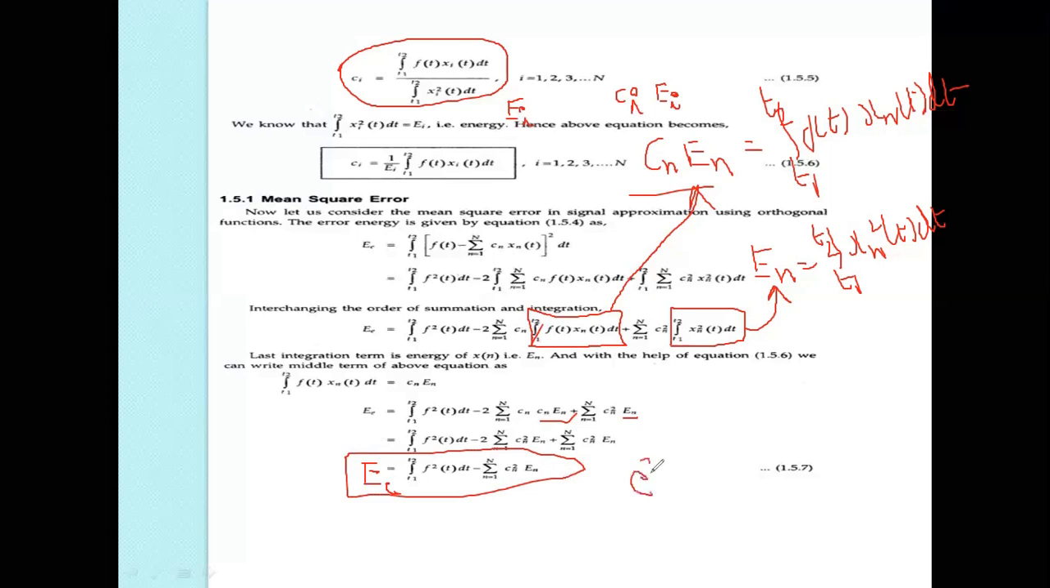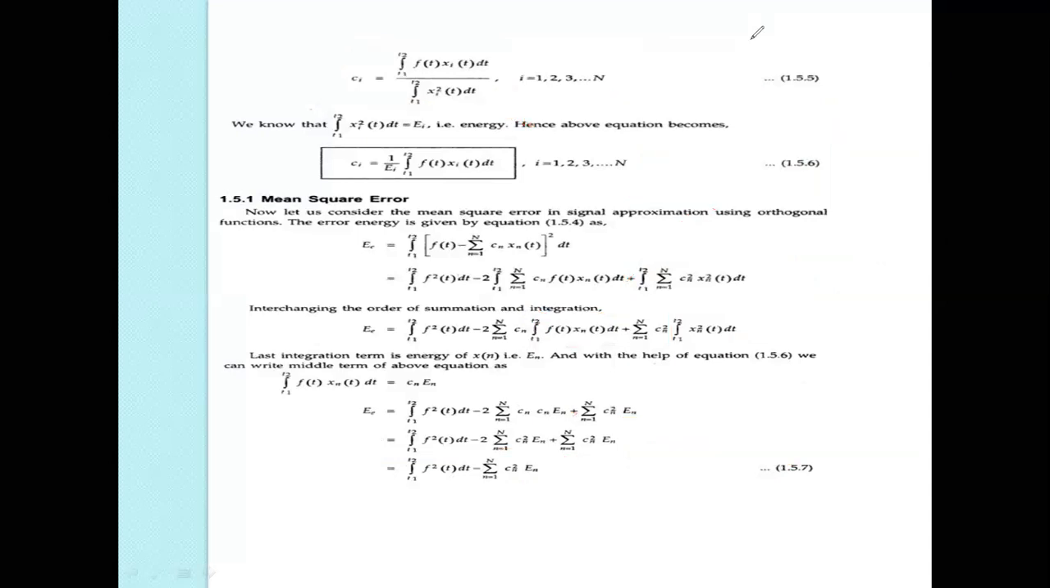So the mean square error, E square of t whole bar, is equal to the error energy E divided by T2 minus T1, the difference between the upper limit and the lower limit. Substitute this function E and divide by T2 minus T1, and we get the error energy signal.